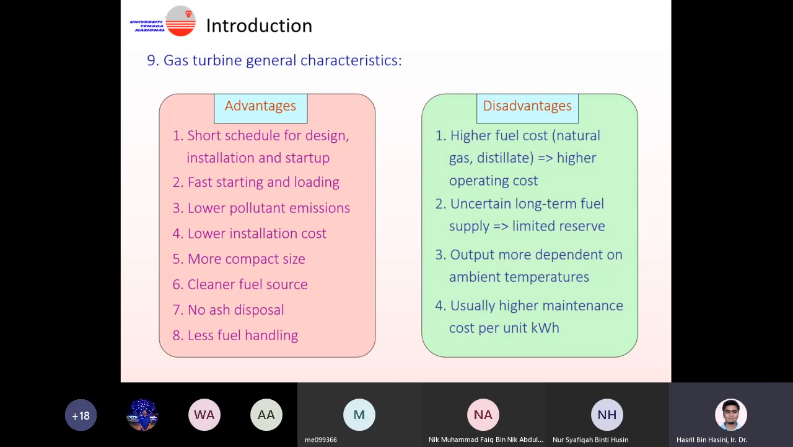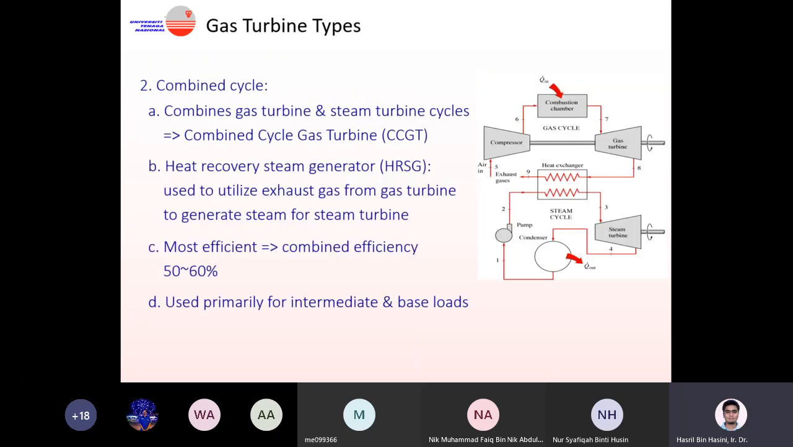Okay, and then for the gas turbine, usually the maintenance cost is higher as compared to steam turbine per kilowatt hour of energy. I think this is mainly due to the technology for that particular machine. And the cost of producing electricity from the gas turbine might be expensive because of the fuel price. Okay.